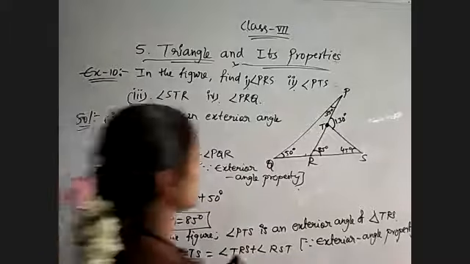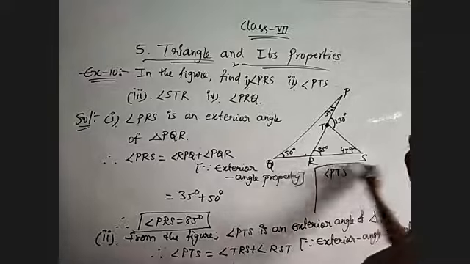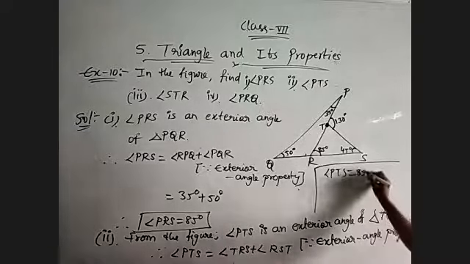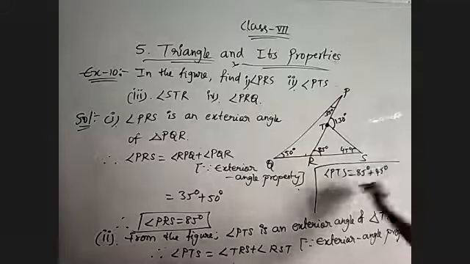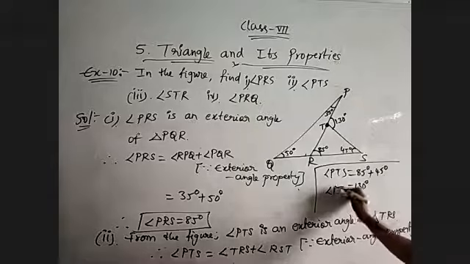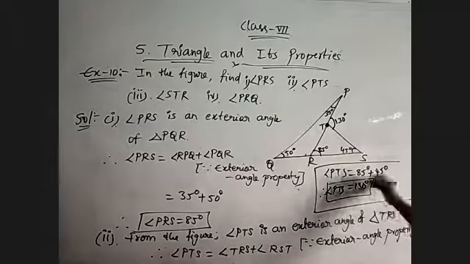So here I am writing angle PTS is equal to angle TRS, and PRS both are 85 degrees plus 45 degrees, which is equal to 130 degrees. It is angle PTS. Okay, these are the last two lines.